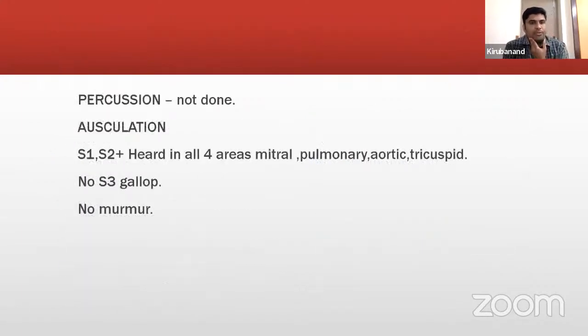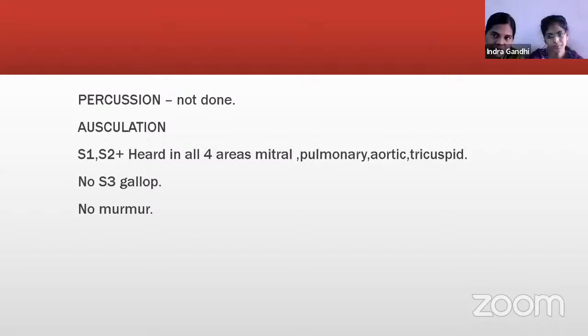So S1, S2 heard in all areas. You have to mention which sound is louder in which area. S2 is loud in the aortic and pulmonary areas, and those characters you should mention. So why is S3 gallop important? You mentioned that. S3 gallop will be present in left ventricular failure. Can you explain the pathophysiology of S3 gallop?